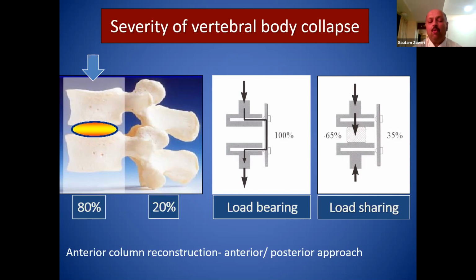And therefore, what is recommended is that in any patient who has a severe vertebral body collapse, one must reconstruct the vertebral body in one fashion or the other, so that the vertebral body can share the loads with the implants. This becomes a load-sharing implant and therefore is less likely to fail. This anterior column reconstruction can be done from the anterior approach, where one does a corpectomy and introduces a cage or strut graft, or one can do it from a posterior approach.